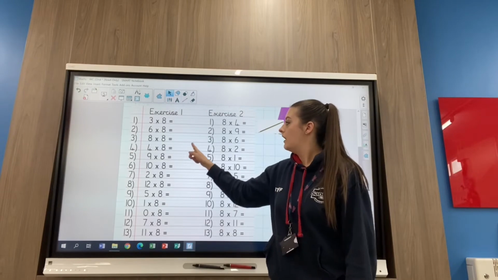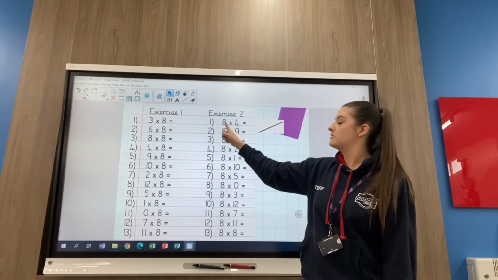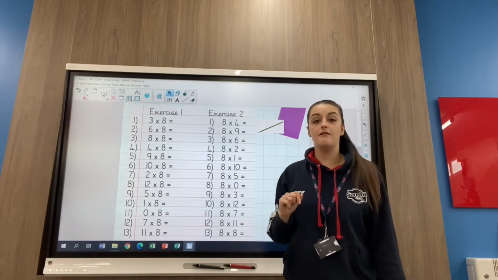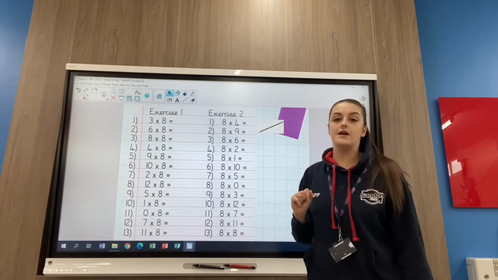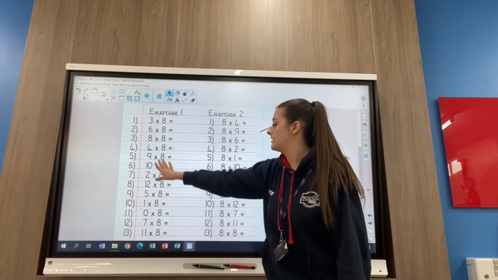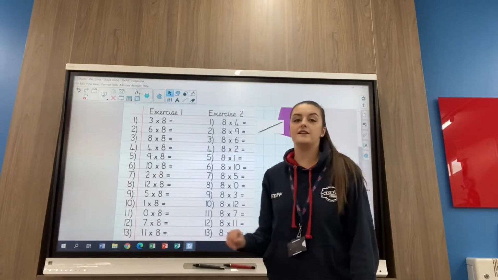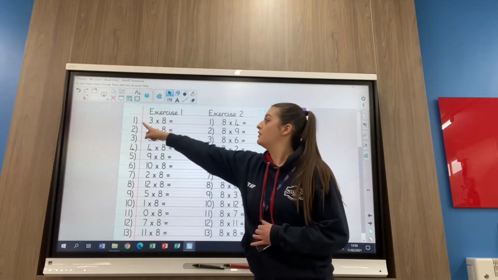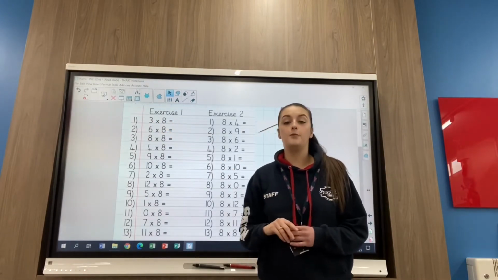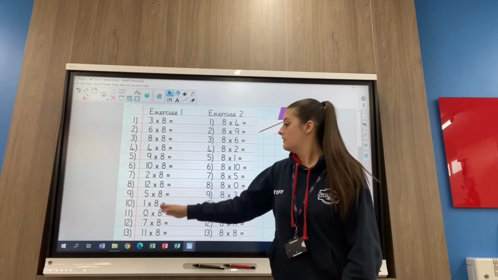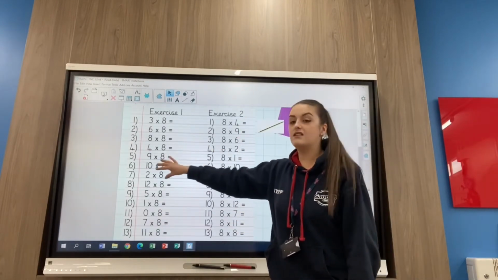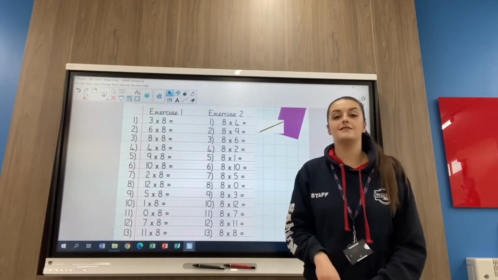4 times 8 is 32. And we know if we switch those numbers, so now I've got 8 times 4, multiplication is commutative, so I still get the same answer. So once you've completed the answers to exercise 1, you need to write the full question out with the number in your purple book, write me the answer. Then move on to completing exercise 2, and you can be using those answers from exercise 1 to help you.